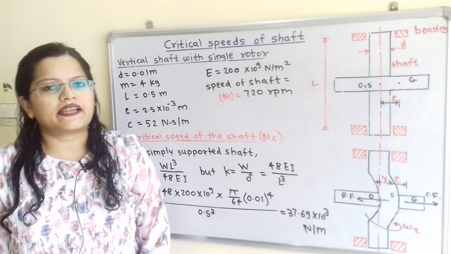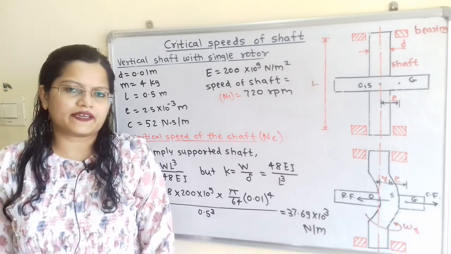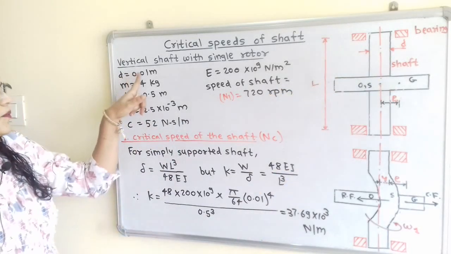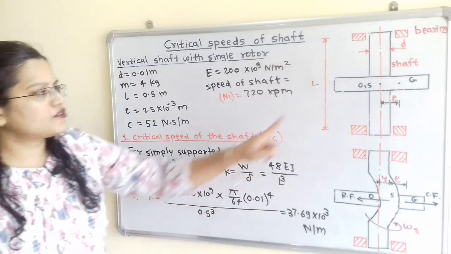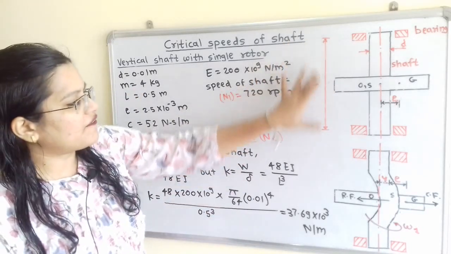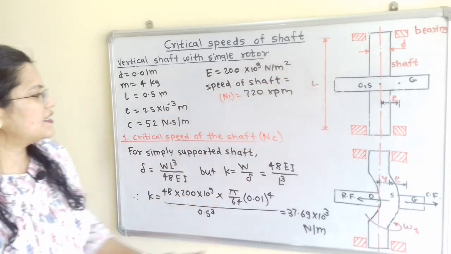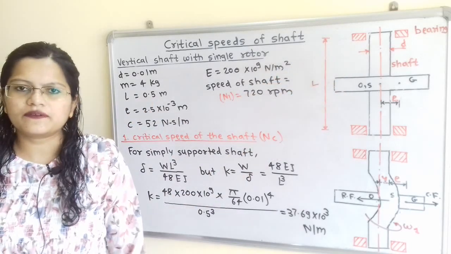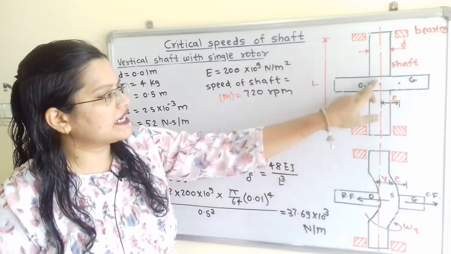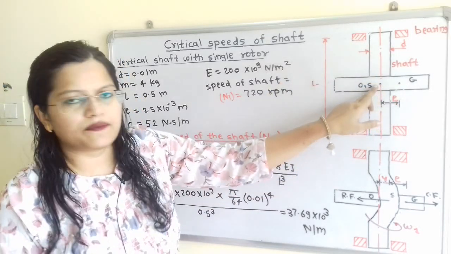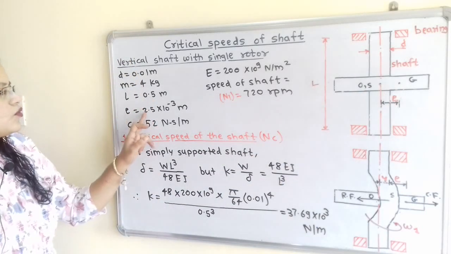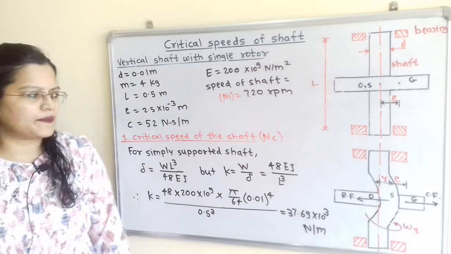Let us understand the given data with the help of the diagram. Diameter of the shaft, small d, is given 0.01 meter. Mass of the rotor m is equal to 4 kg. Span of the shaft in between bearings, that is L, is equal to 0.5 meter. Center of gravity point from the geometric center is given, that is the distance between points S and G, that is e is equal to 2.5 into 10 raised to minus 3 meter.